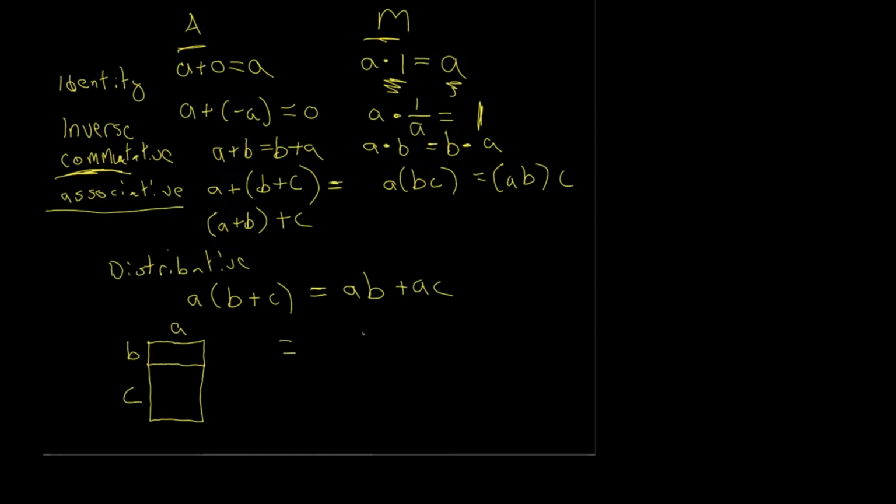Well, I could also find the area of this rectangle, which has a width of A and a length of B, and the area of this rectangle, which has a width of A and a length of C, and add them together. And that's what happens here. And so that's where the distributive property comes from.